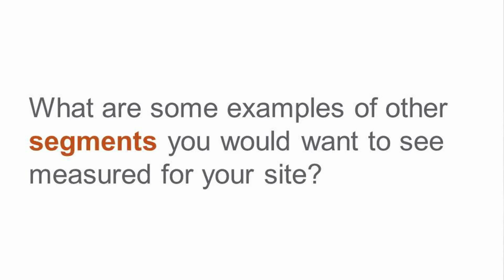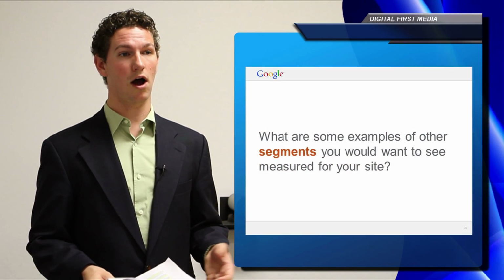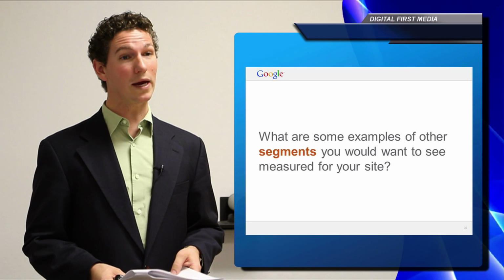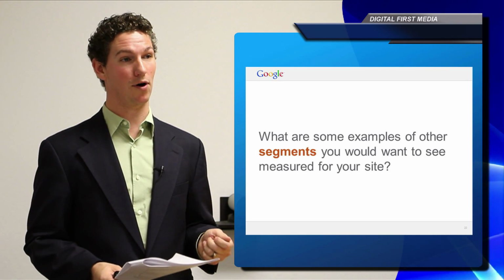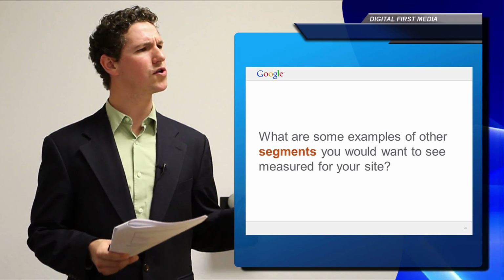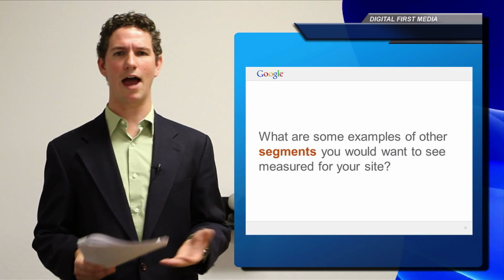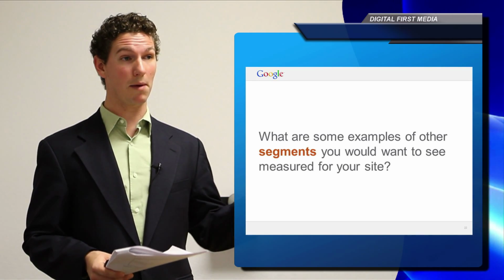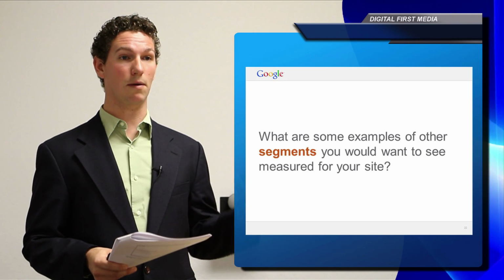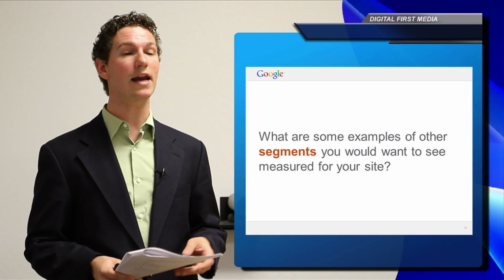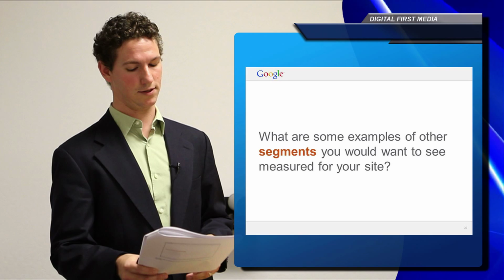So what are some examples of other segments you might want to look at? As you know, mobile is becoming a bigger and bigger part of our digital landscape. So we can break it out by mobile operating system. How many of your users are coming from Android versus iOS? How many of your users are coming from BlackBerry? These are important segments that can give you great insight on your website performance.